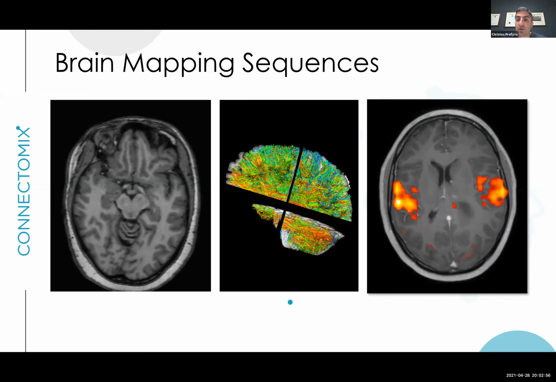And then finally, what we discussed was functional MRI, and specifically the process of using resting state functional MRI to find which parts of the brain are connected at the same moment in time.